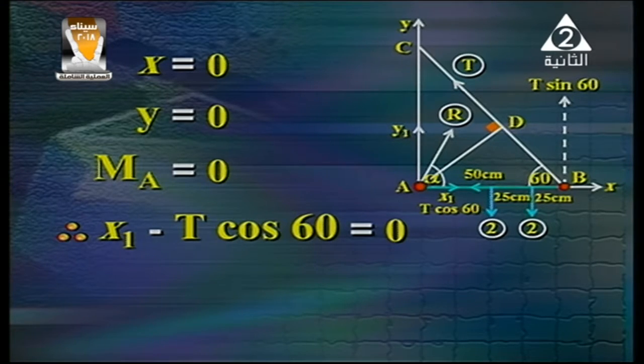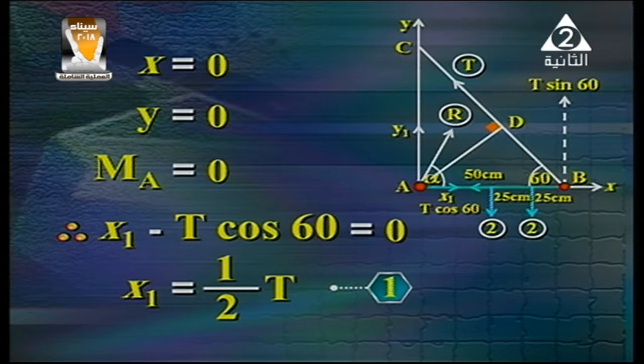Look at, dear student, the tension force. The tension force is inclined to the horizontal axis with angle 60 degrees. We resolve the tension into two components: the first on the x-axis, the second on the y-axis. The first is T cosine 60 in the horizontal, the second T sine 60 in the vertical. Then the first equation becomes x1 minus T cosine 60 equals 0. Then the relation between x1 and the tension is x1 equals half T. This is equation number 1.